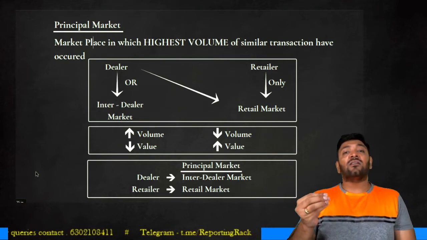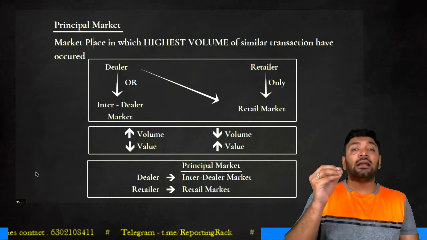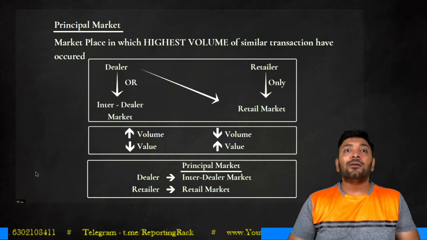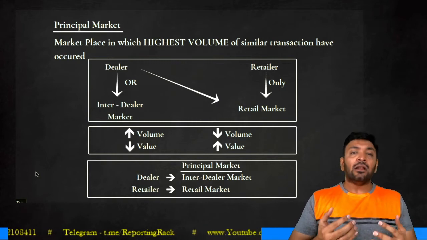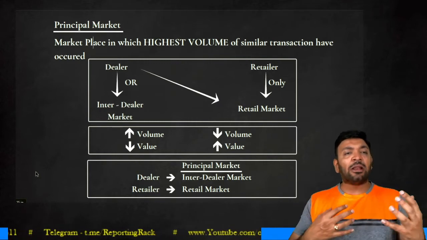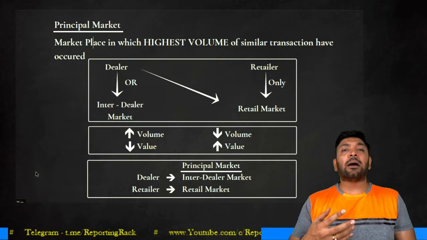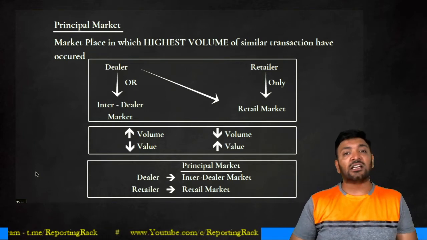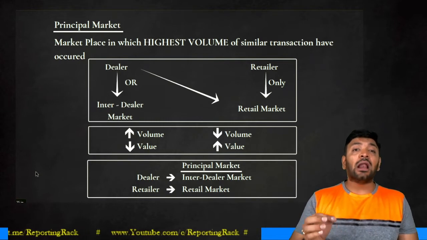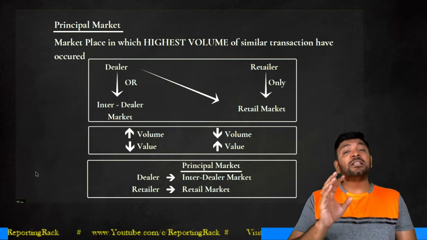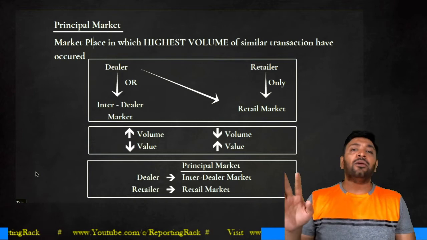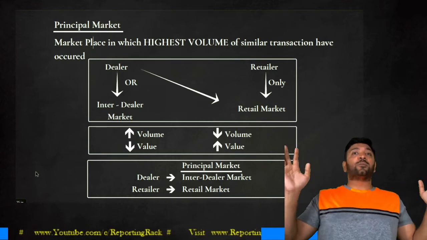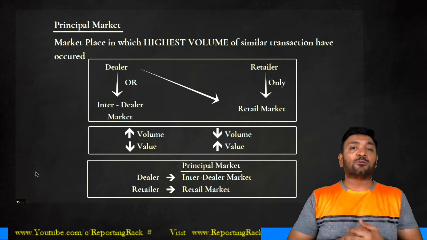In this case, if I try to determine the principal market, I may not be able to, because the demand for a pen is almost similar in every place. I cannot come up with a logic that the highest volumes are traded at so and so place. It is not possible. Therefore, I have to consider that the principal market cannot be determined. Looks like everything is a principal market, and there are so many principal markets for me.